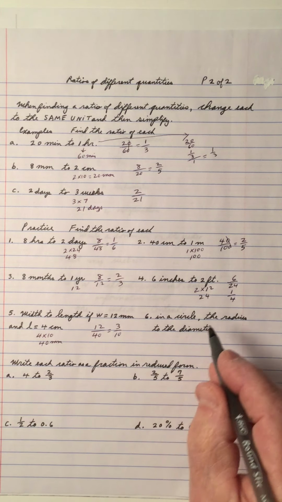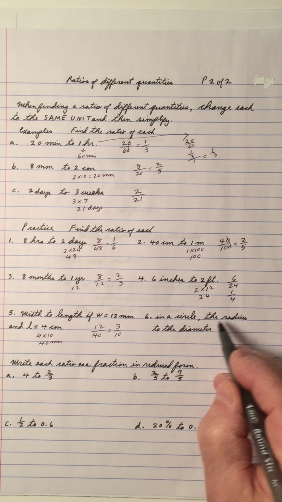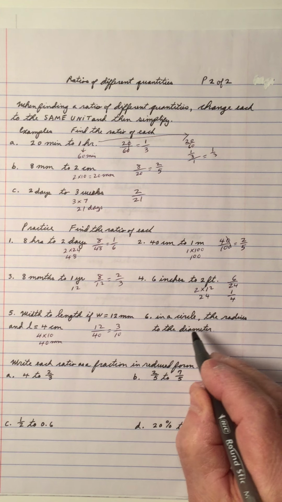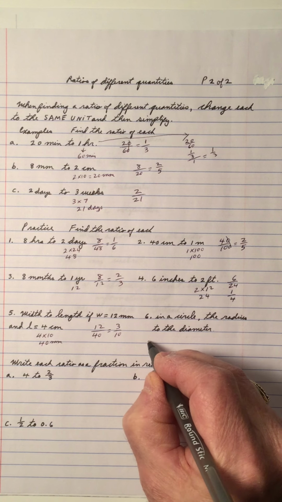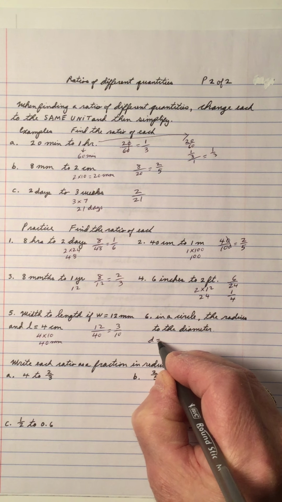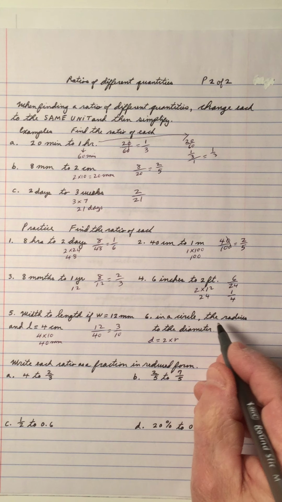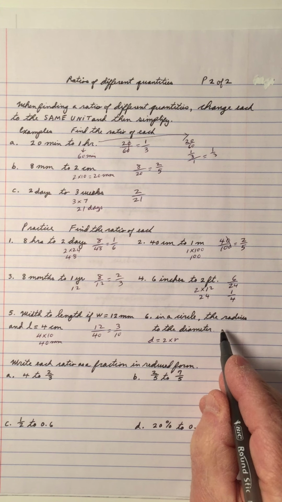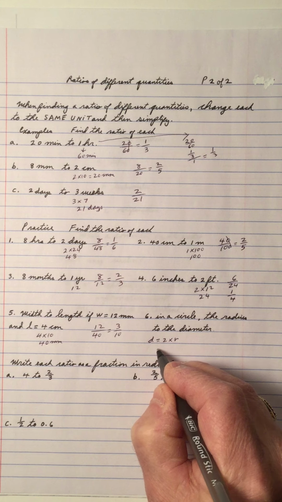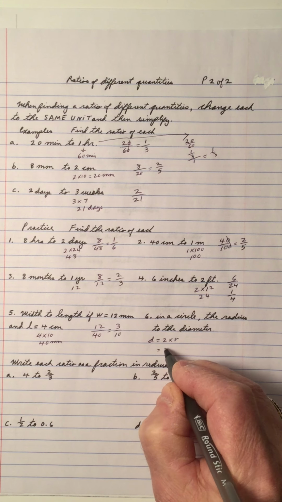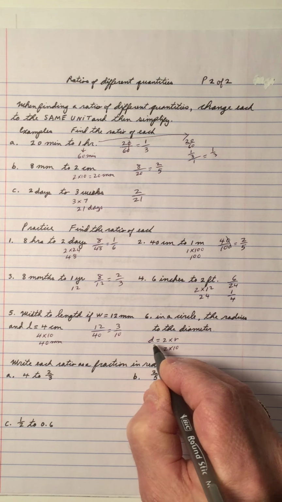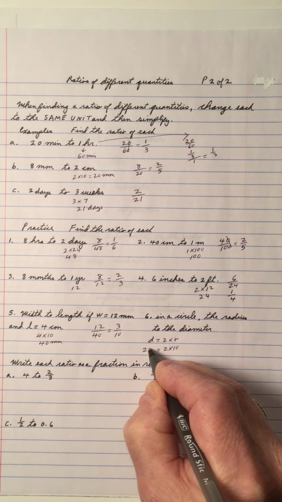You'll have less trouble. In a circle, what's the ratio of the radius to the diameter? Well, there's a formula that says the diameter is 2 times the radius. So, just as an example, if the radius is 10, your diameter is 2 times that, which is 20.